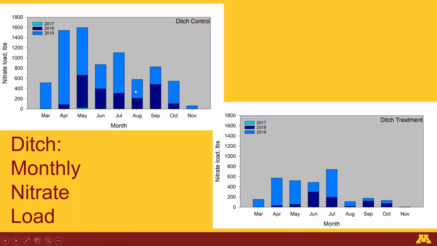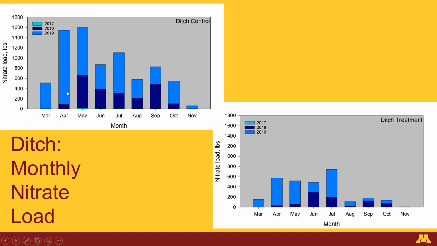The closer look at the data, when we look at the monthly ditch data in terms of nitrate loads that are coming out, the ditch control here is at the upper left corner, the ditch treatment is at the lower right corner. We're broken down by colors, so green is 2017, dark blue is 2018, and the lighter blue is 2019.